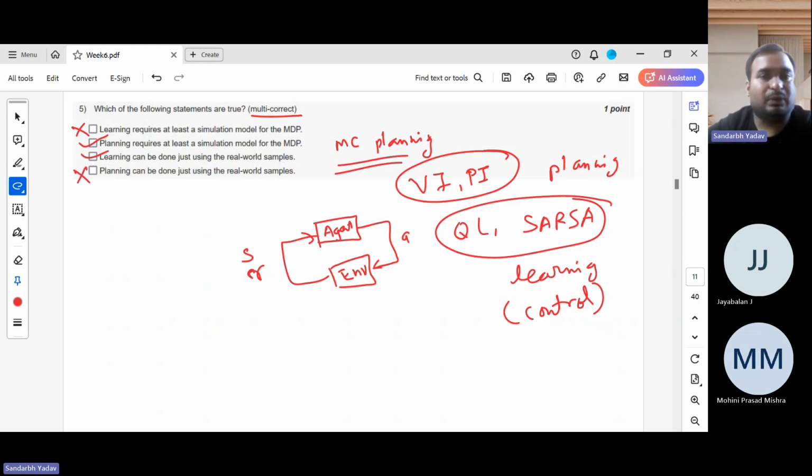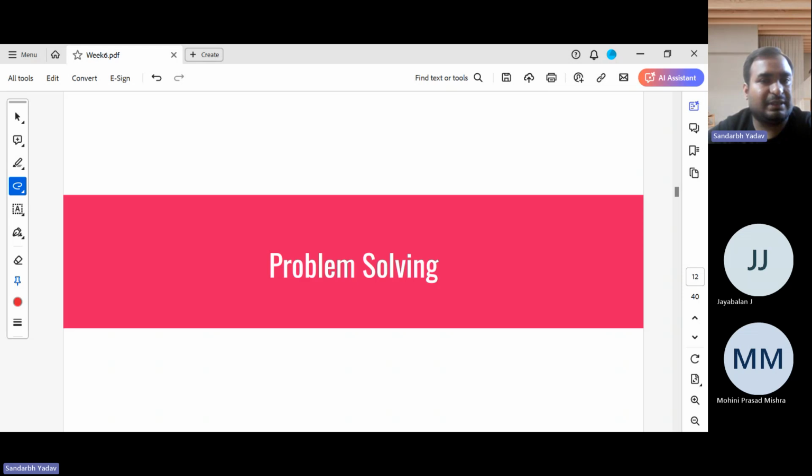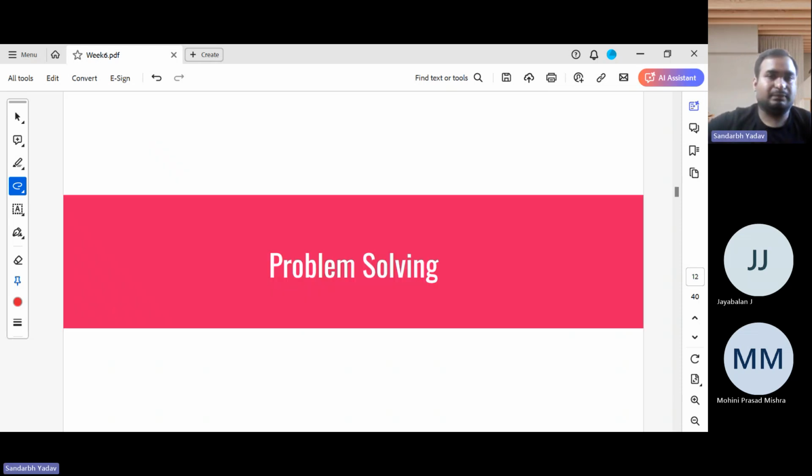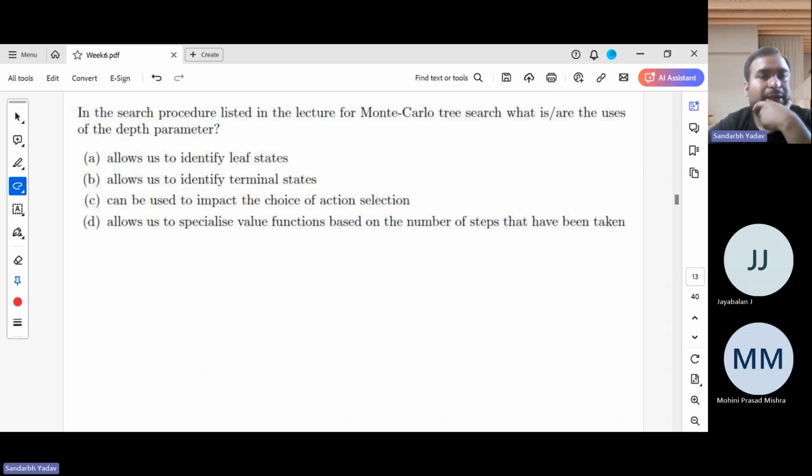I hope you have no doubts in all five of these questions. If there is any doubt, you can ask me now. Otherwise, I'll move to the next segment. Okay, then I'll move to problem solving. In problem solving, we have the first question: in the search procedure listed in Monte Carlo tree search, MCTS, which are the uses of the depth parameter? This is multiple option correct.